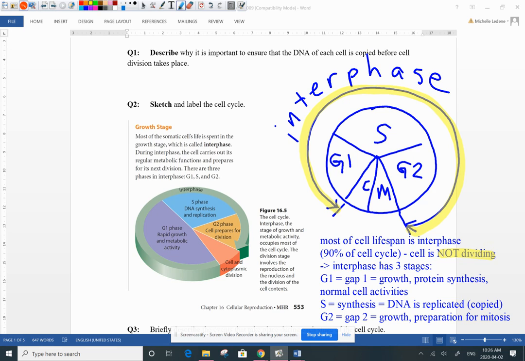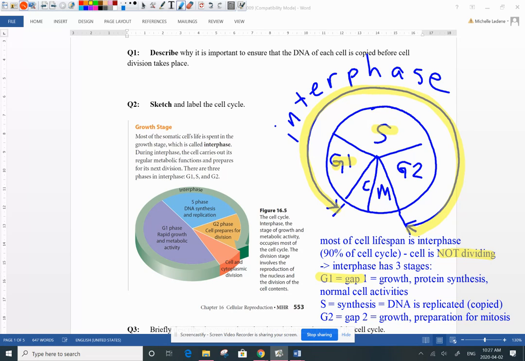Now, scientists originally thought that the cell wasn't doing anything. They called it the resting phase, which is a load of bunk because the cell's actually very busy. It is undergoing growth and making proteins, normal cell activities, things like cell respiration and all the metabolic activities that are going on. And that happens in G1 or Gap 1.